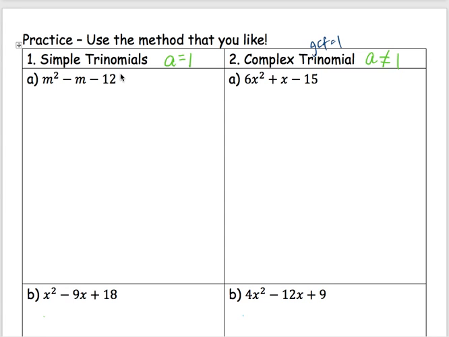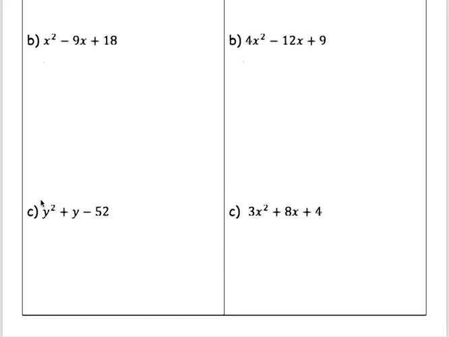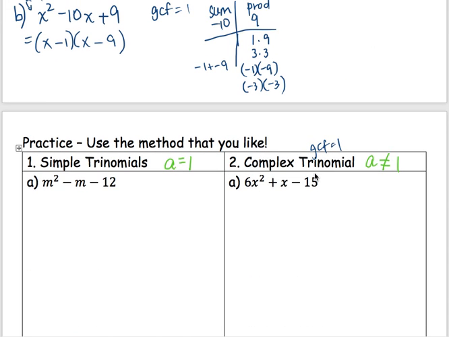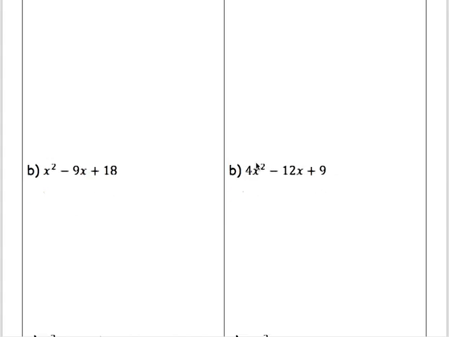All right, so again, I have a couple different columns here. I have the simple trinomials. That just means that the number in front of the x squared, m squared term, is 1. So there's just no number there, so that just means there's a 1 there. And I have the complex column as well, where there is a number that isn't 1 there. So 6, 4, etc.